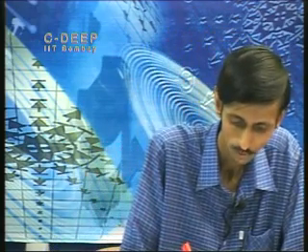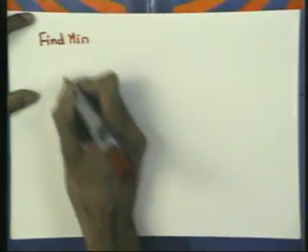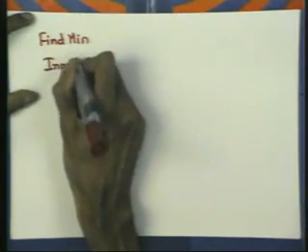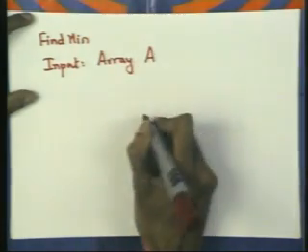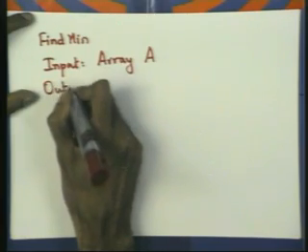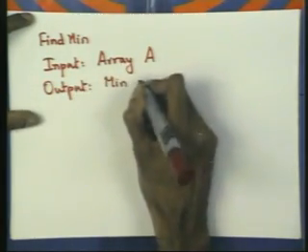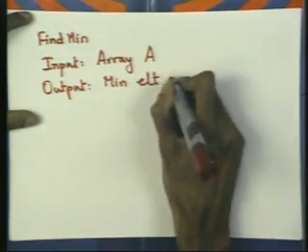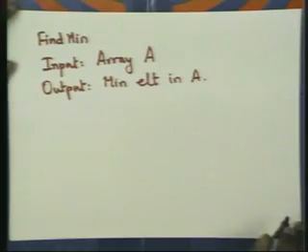The first example I would like to start with is finding the minimum element in an array. So the problem is find min. The input is an array A, and the output is a minimum element in A, an element whose value is the minimum.